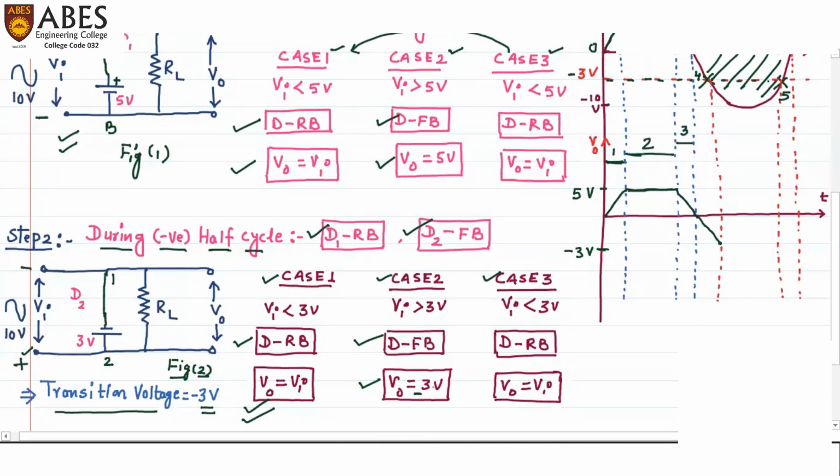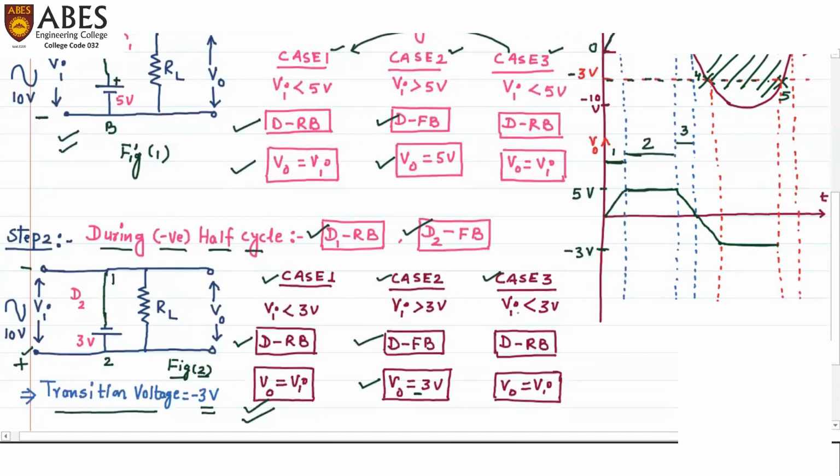Okay, so I need to draw this output voltage. Case number 2 corresponds to the portion between points 4 and 5. So during case number 2, the output is minus 3 volt. This is the output of case number 2. Now let's discuss case number 3. Case number 3 and case number 1 both are the same.